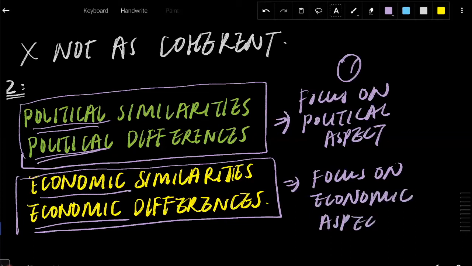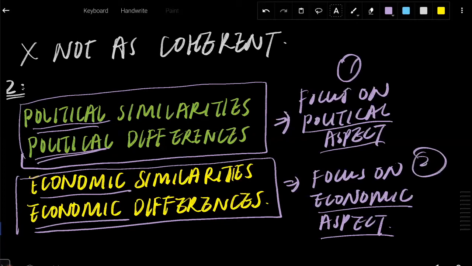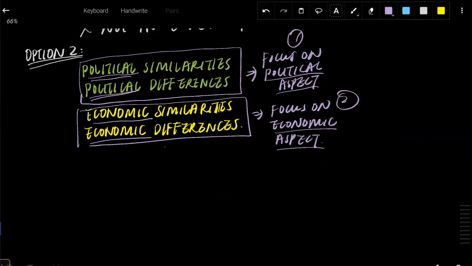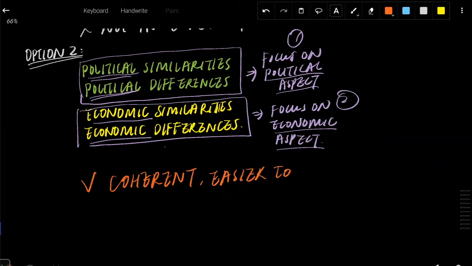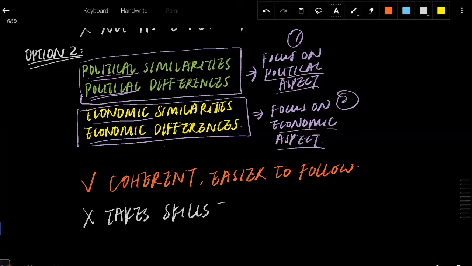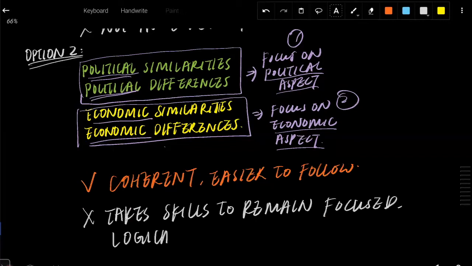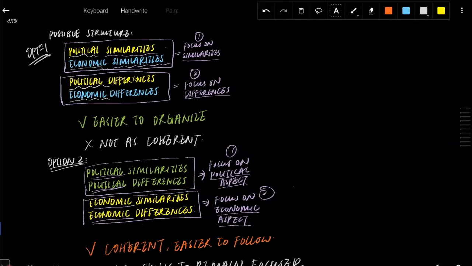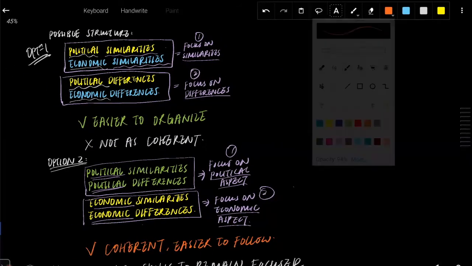This second option has its pros and cons as well. For pros, it looks more coherent because you focus on a single aspect first, so the readers don't need to read across several paragraphs to know your views about the political similarities and differences, and therefore it's easier to follow for the readers. However, it takes skills to remain logical, focused and organized in this type of structuring because you need to compare between similarities and differences at the same time.